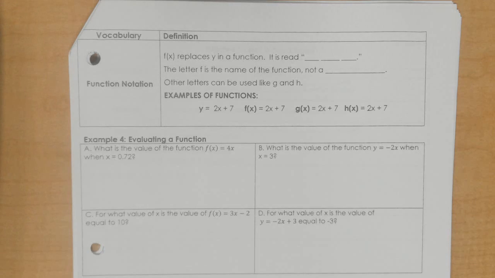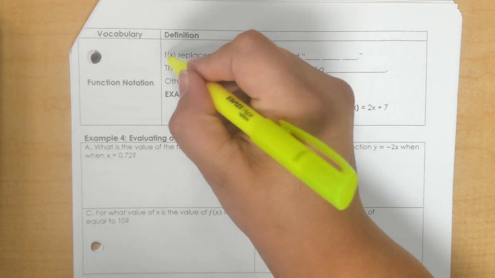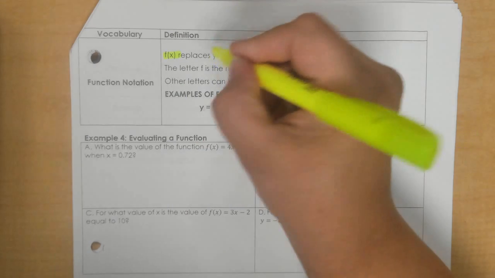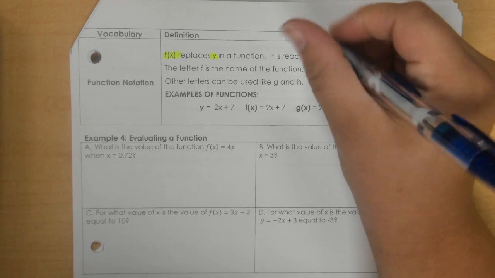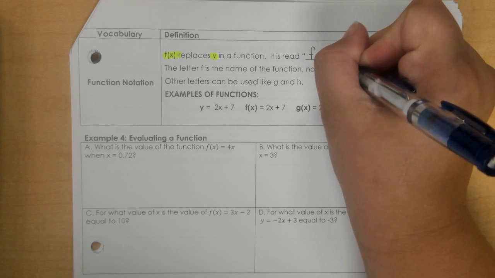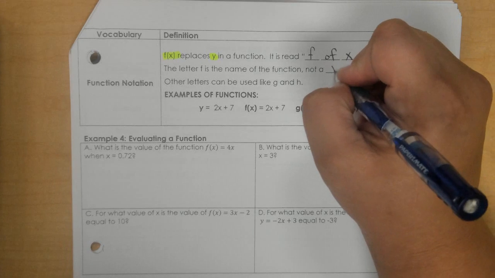So function notation is represented by f of x. This little phrase, f of x, represents your y. It means the exact same thing, and it is read f of x. The letter f is the name of the function. It is not a variable.